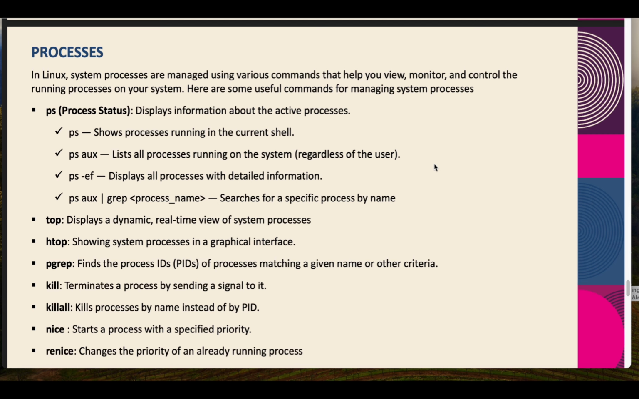So we need to use kill with a process ID, and killall will kill a process by name instead of PID. So nice will start a process with a specific priority. Okay, so if you start a new process with a specific priority, like low priority, medium priority, high priority, and renice changes the priority of an already running process.